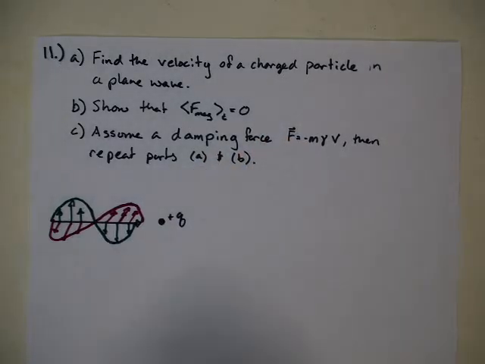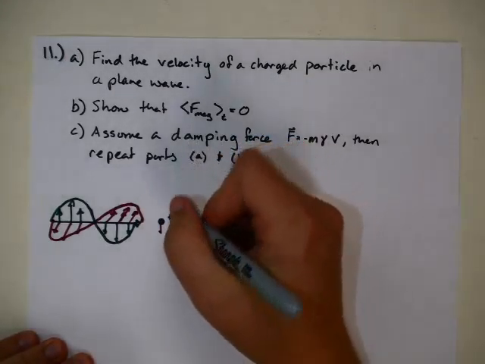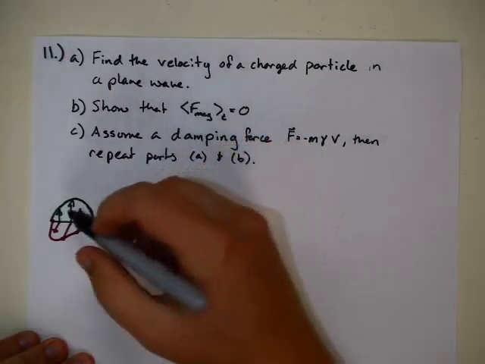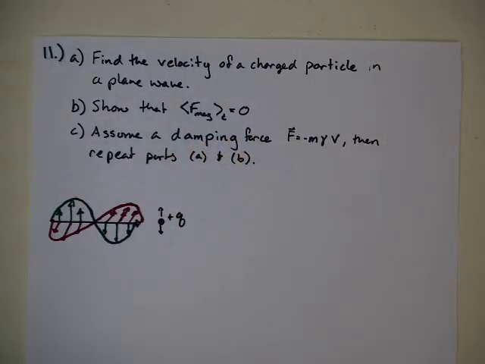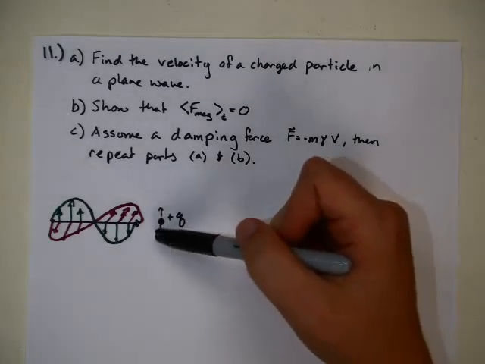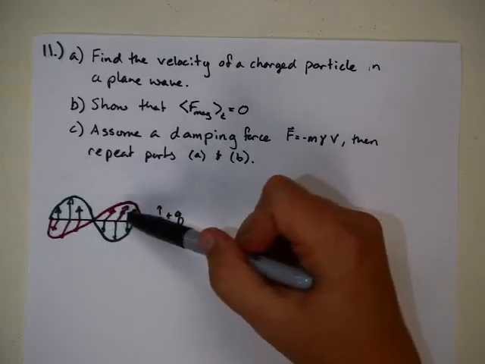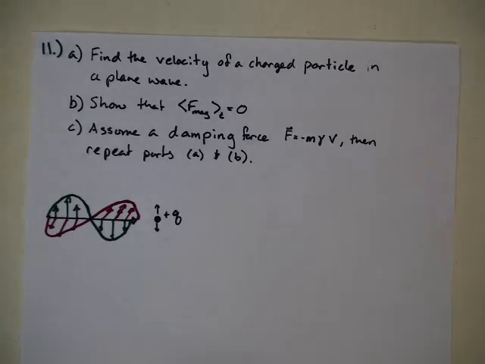When this part of the wave hits, it's going to apply a force that tends to make the particle go down. When this part of the wave is hitting, it's going to apply a force that tends to make the particle go up. And when the particle is in motion, if it is moving due to this applied force, then the magnetic fields will themselves apply a force on the particle.